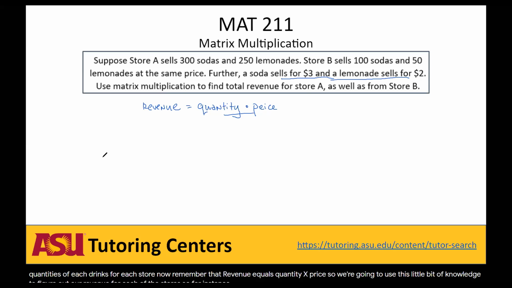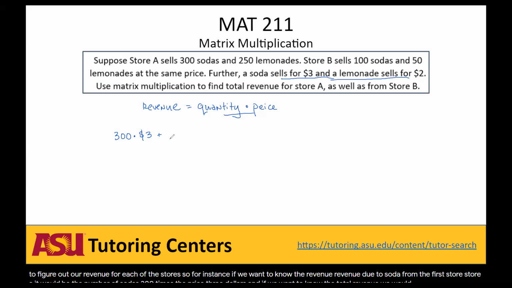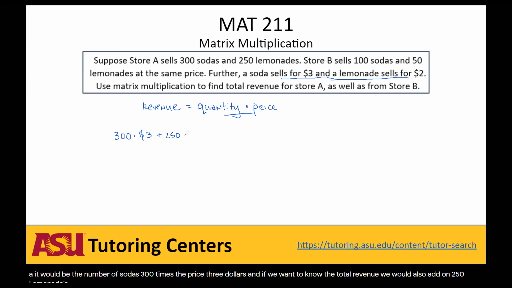So for instance, if we want to know the revenue due to soda from the first store, store A, it would be the number of sodas, 300, times the price, $3. And if we wanted to know the total revenue, we would also add on 250 lemonades times the price of a lemonade, which is $2. And that would be the revenue from store A.